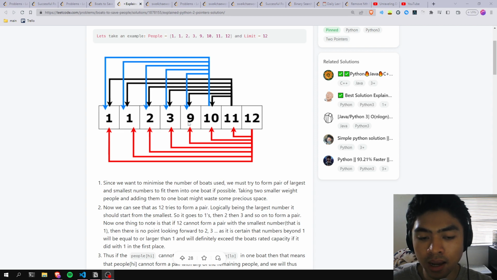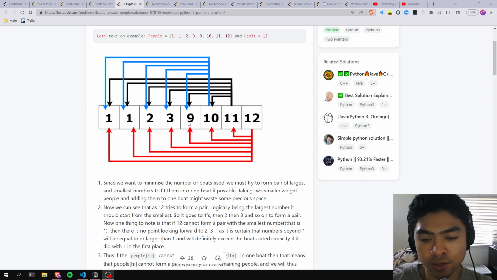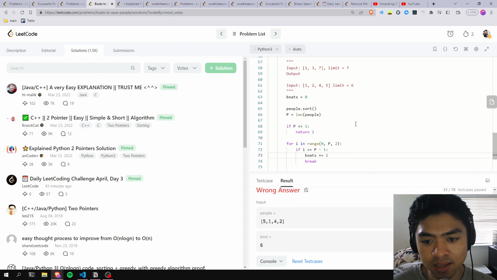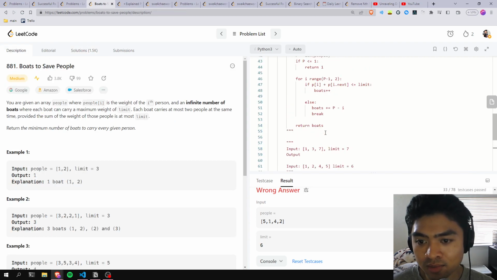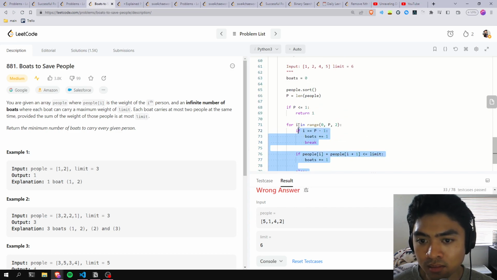And then at every iteration we're going to have a boat either way, until left is more than right. At that point, kind of like binary search, right? You stop when left is more than right. So that's kind of it. I'm kind of sad that my solution didn't work, to be honest, but that's fine. So yeah, it makes total sense to me. So I'm just gonna code that up.